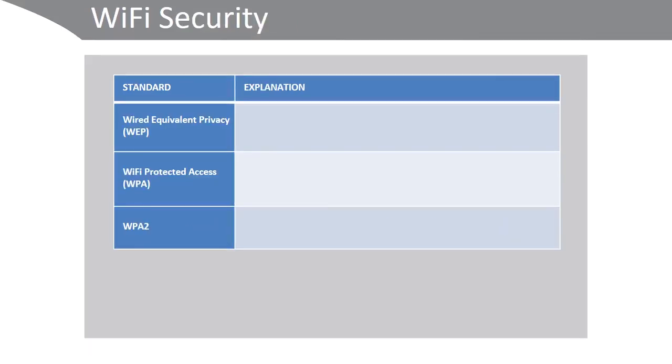Another factor to consider when you're setting up your Wi-Fi network is Wi-Fi security. You have a number of choices. The Wired Equivalent Privacy or WEP protocol. This is an old wireless security standard. Only use this if there's no other option.